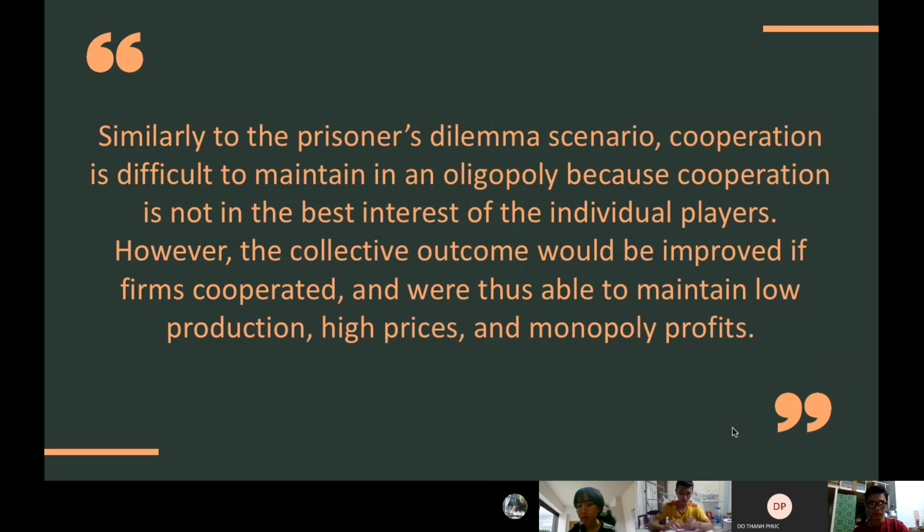Similarly to the prisoner's dilemma scenario, cooperation is difficult to maintain in an oligopoly because cooperation is not in the best interest of the individual players. However, the collective outcome would be improved if firms cooperated and were thus able to maintain low production, high price, and monopoly profits.